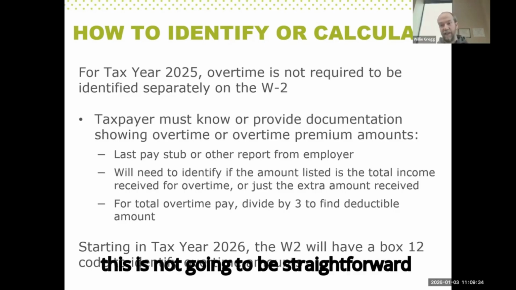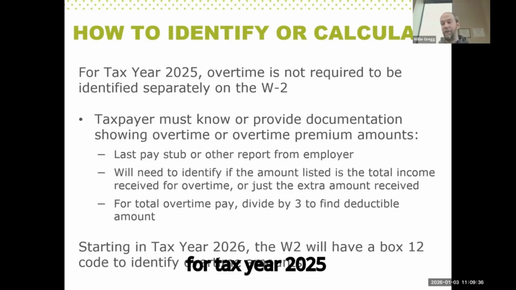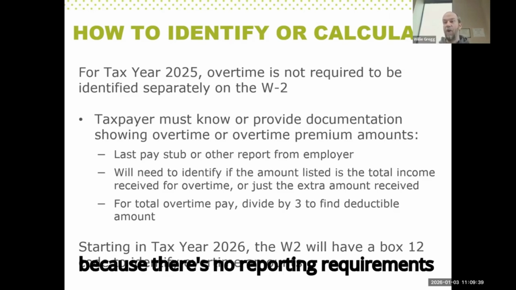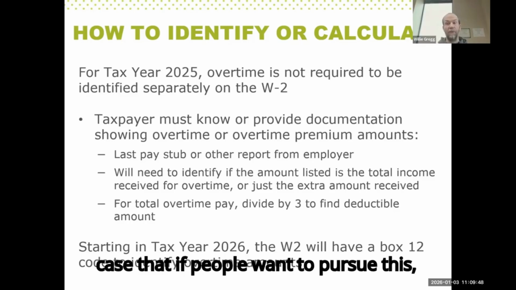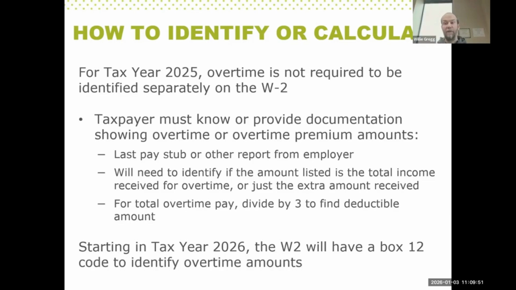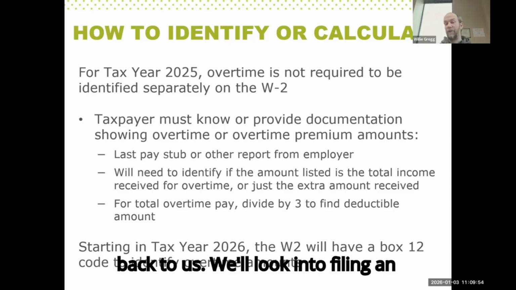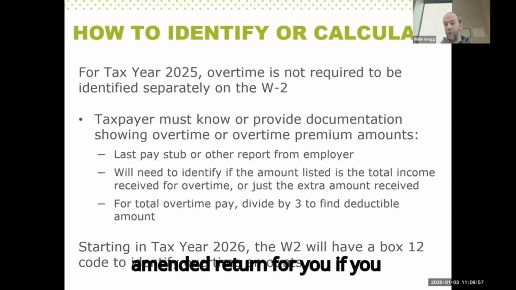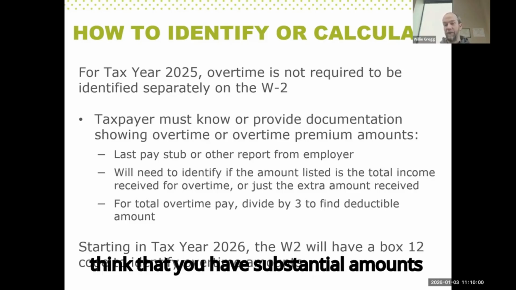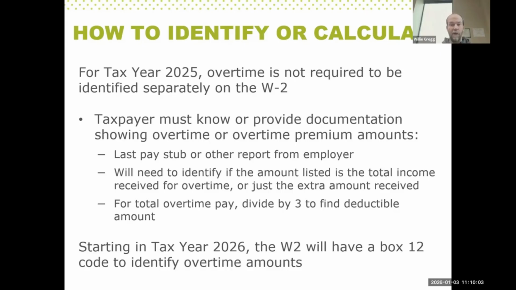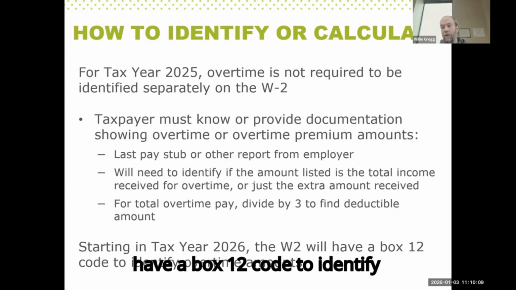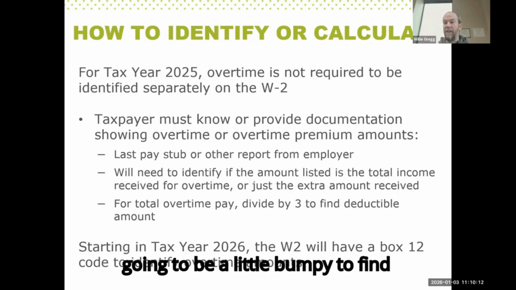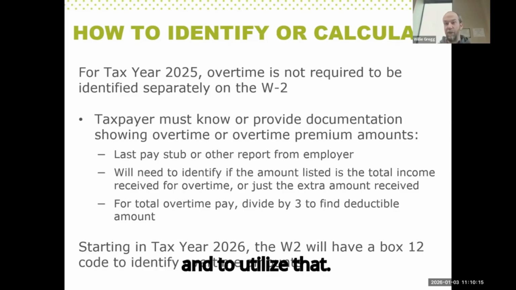Like I said, this is not going to be straightforward for tax year 2025 because there's no reporting requirements whatsoever for the employer. It may be the case that if people want to pursue this, they'll need to go back to their employer, and then get back to us. We'll look into filing an amended return for you if you think that you have substantial amounts of overtime to utilize. Starting in tax year 2026, the W-2 will have a box 12 code to identify overtime amounts. But for this year, it's going to be a little bumpy to find and to utilize that.